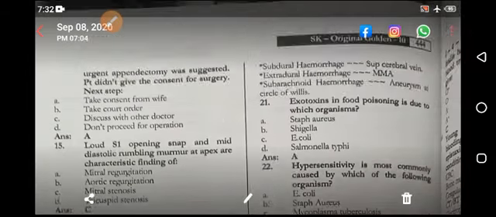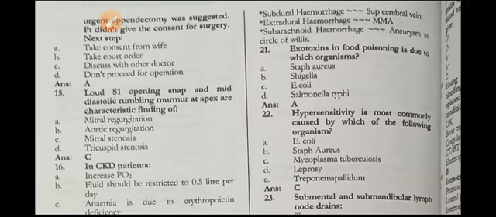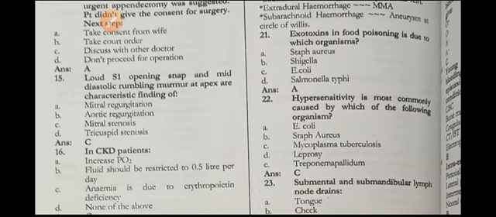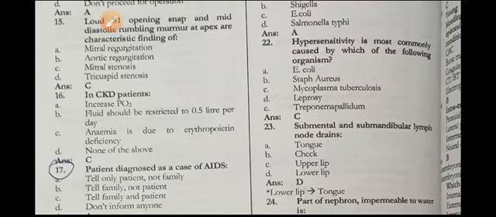So coming next, exotoxin in food poisoning is due to which organism? That is Staph aureus. That's why we treat it conservatively. There is no role of antibiotics, because we are having only toxin, not the organism. Hypersensitivity is most commonly caused by which of the following organisms? That is Mycobacterium tuberculosis, and this is called type 4 hypersensitivity reaction.